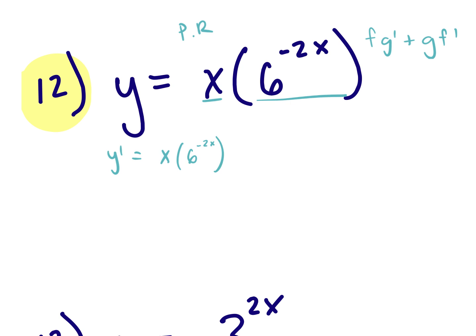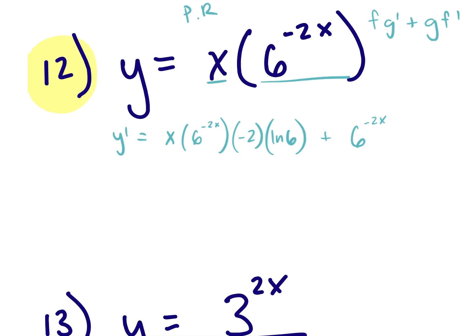What's our derivative of the exponent? Negative 2 times what else? Ln of 6. Perfect. Plus the second, which would be 6 to the power of negative 2x, times the derivative of the first. What's the derivative of x? 1.